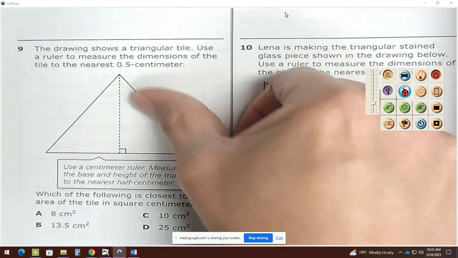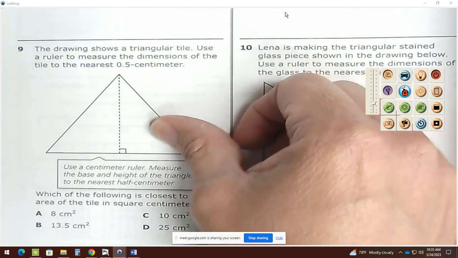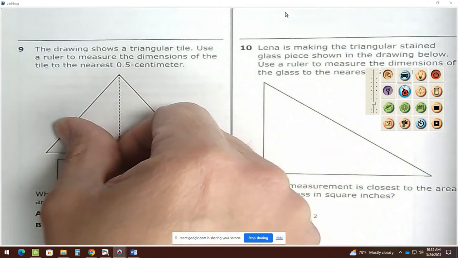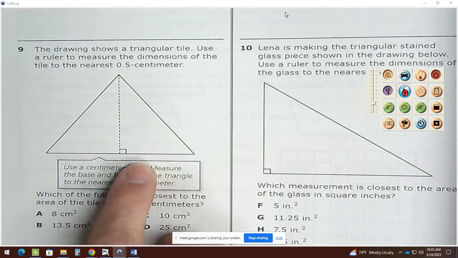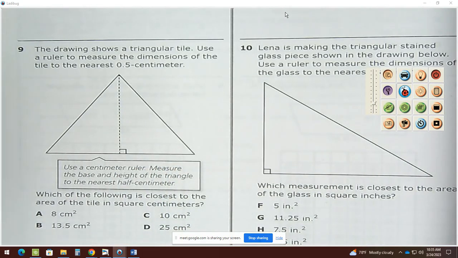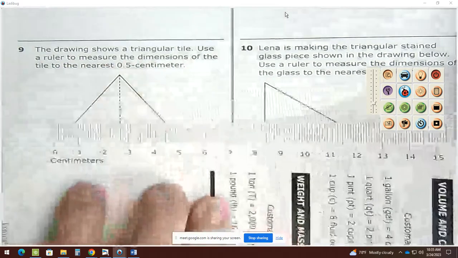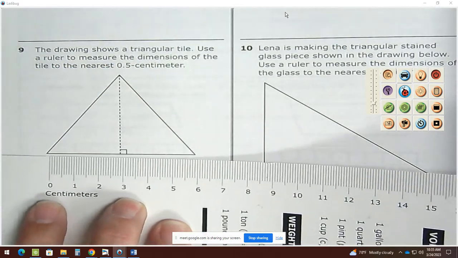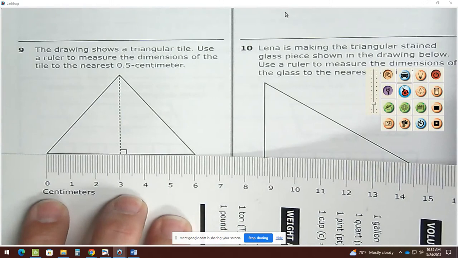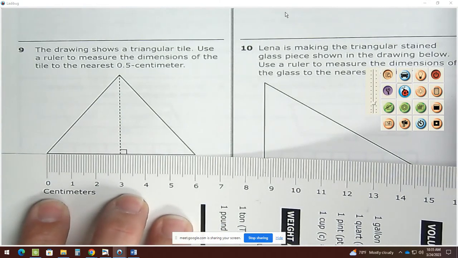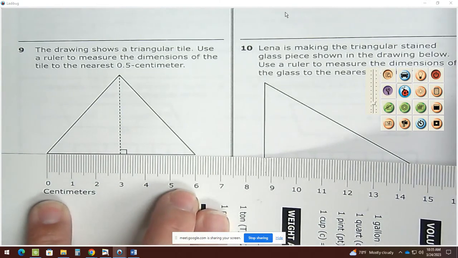Do I measure this side? Yes or no? No. How about this side? Neither. How about the bottom part? Yes, because that would be the base, and I need the base. So let me get my ruler, and they want it in centimeters, so I'm going to get my centimeter ruler, and I'm going to put the zero at the very end point right here. And how much does it measure, guys?